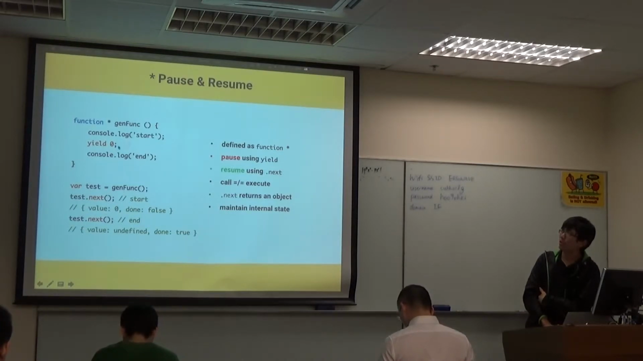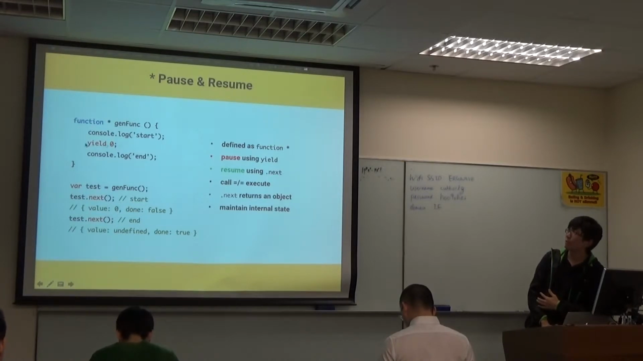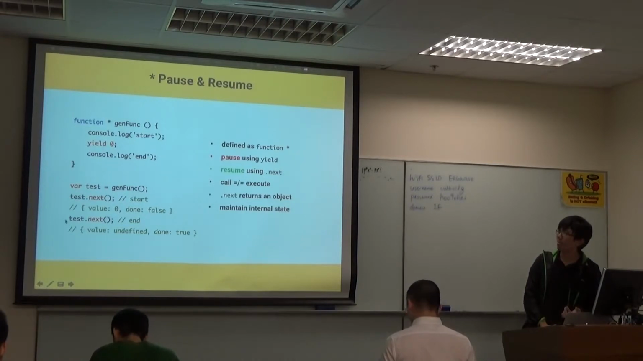Once the generator function executes until the line yield 0, the function is paused. Why is done false? Because there is still one line remaining. When we call .next again, the value is undefined. Why? Because you don't do anything. But done is true because you end the process.